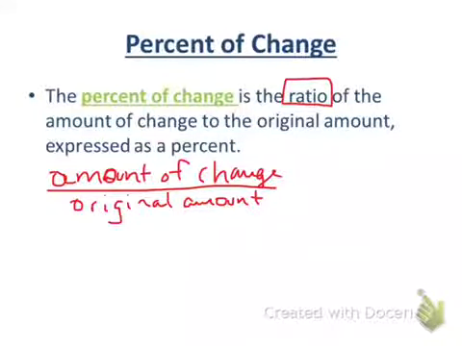And to change it to a percent, multiply it by 100. So the percent of change is the amount of change divided by the original amount times 100. This is a very easy process if you will choose to memorize this formula. If you don't, you're going to be squirreling around on the test and missing some really easy problems that you don't need to miss. Any questions there?